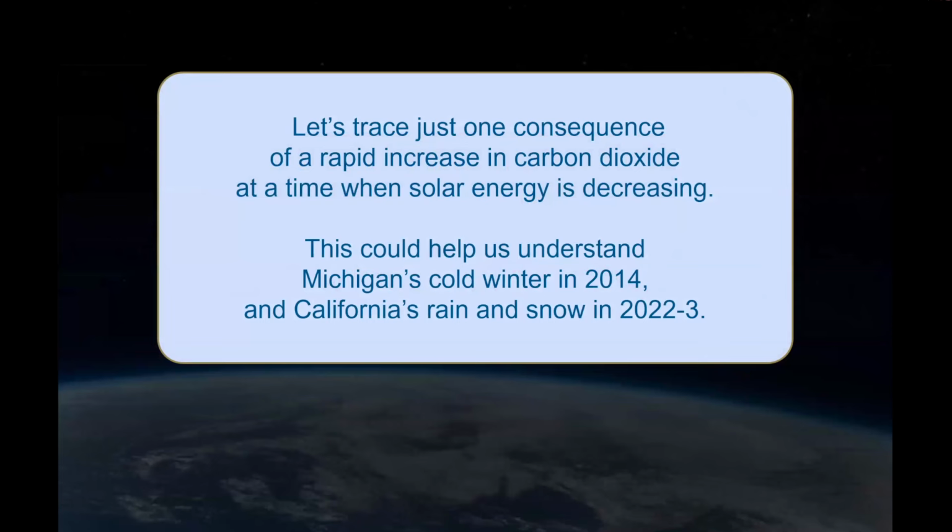Again, this is a whole other story, another chapter of the story that you could have on a different day. Let's just trace one consequence of this increase in carbon dioxide at a time when solar energy is actually decreasing. In other words, the world ought to be getting colder right now, but it's not. It's getting warmer. The deserts are moving north. California has a drought. We've got fires going on. And yet we get these cold winters and all the rain and snow that California got in 2022.